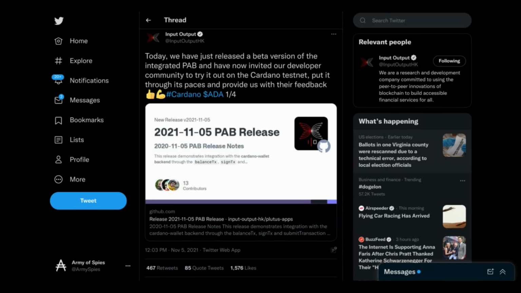It's finally happening, guys. The beta release of the Plutus application backend finally dropped today. All the dApp developers can finally start testing their dApps with all the necessary pieces in place. This is the start of a very beautiful reality we've all been dreaming of for years. Ready? Let's go.